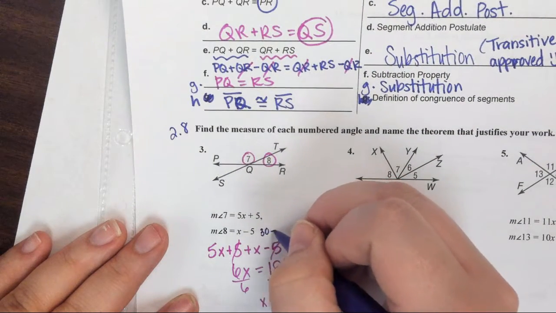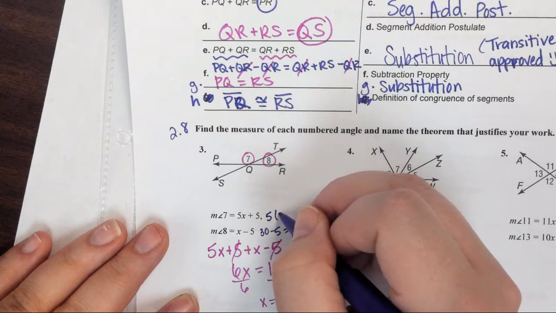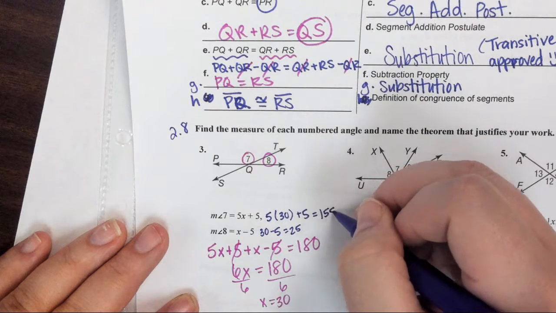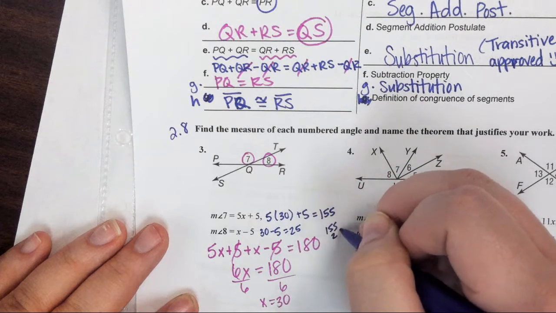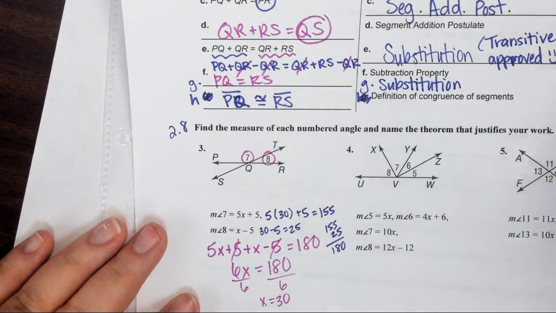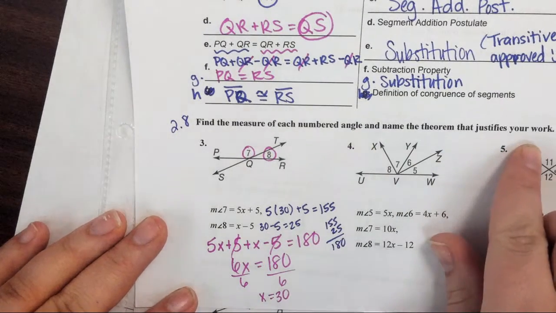30 minus 5, that's 25. 5 times 30 plus 5, that's 155. 155 plus 25 really is 180, so I know I'm good. I did find the measure of the numbered angle, but I didn't name the theorem that justifies my work.